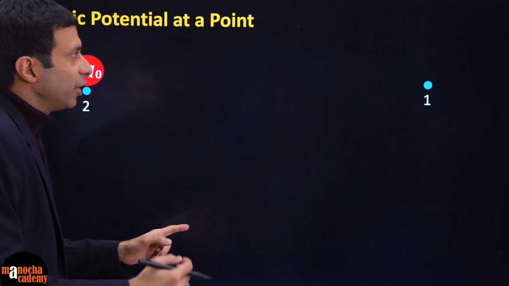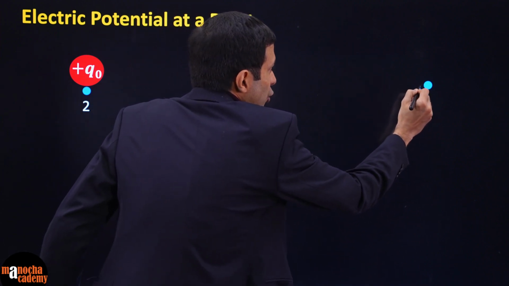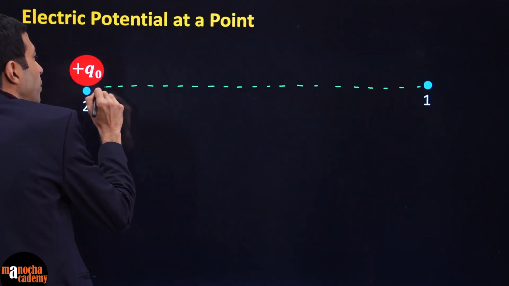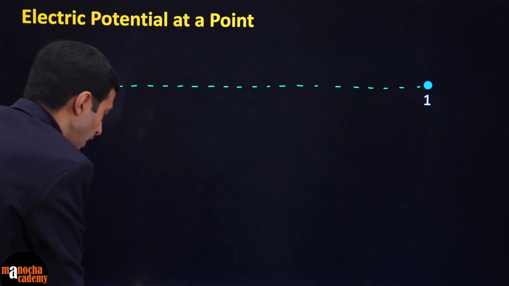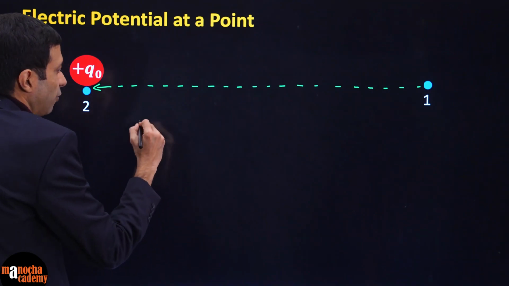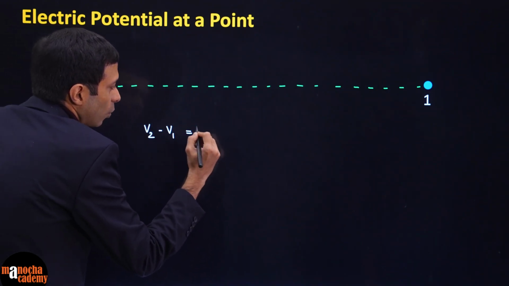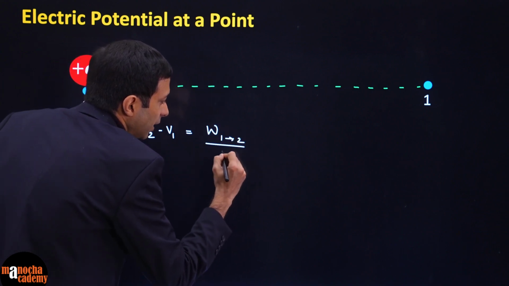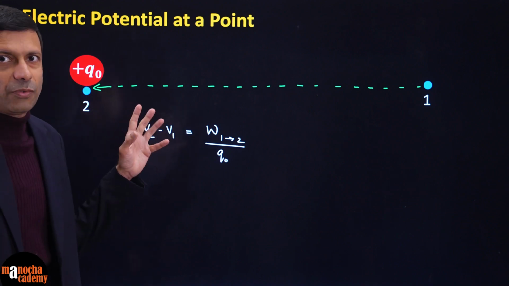So once again, let's consider our original definition, that to get the electric potential difference, we need to move our test charge from point 1 to point 2, right? That's what we said. So you are bringing this tiny test charge from 1 to 2, and we had defined the electric potential difference like this, right? V2 minus V1 was the work done in moving from 1 to 2 divided by the charge, which is Q naught in this case. So this was the electric potential difference.